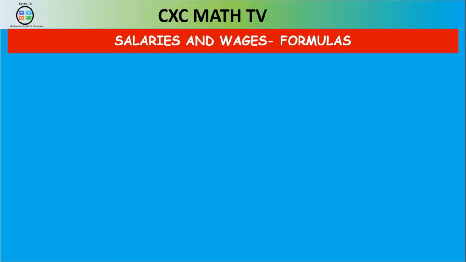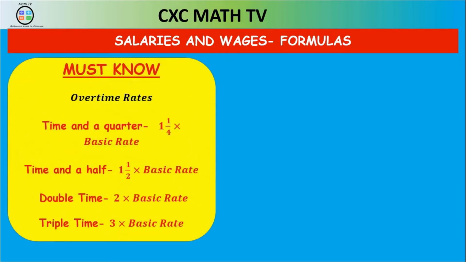So here are some formulas now that you must know for overtime. When we're talking about overtime, if you hear the phrase time and a quarter, it means 1.25 times your basic rate. If you hear the term time and a half, it means 1.5 times your basic rate. If you hear double time, it means that you're paid double your basic rate, which is 2 times the basic rate. And triple time, it means you're being paid 3 times the basic rate. Of course, there are others, but these are just the main ones that you'll see.